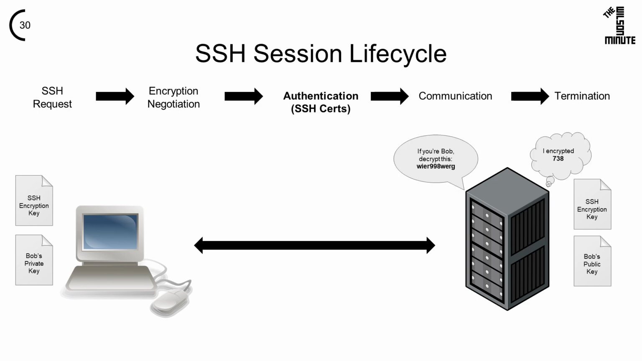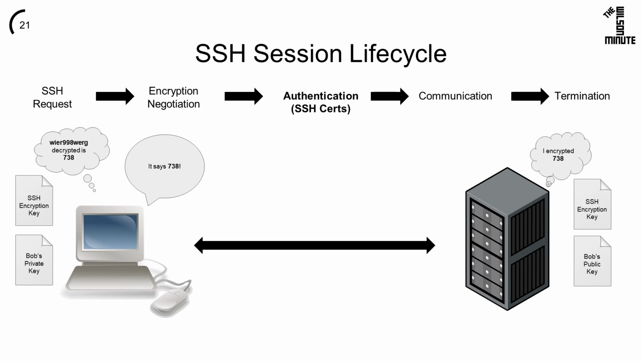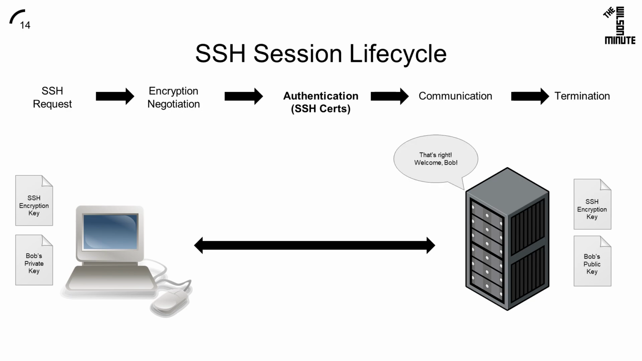The server checks for the user's public key and uses it to encrypt a message that only the user's private key can decrypt. The server sends this encrypted message to the client and asks what it says. The client decrypts it with its private key and returns a message to the server to verify it was successfully decrypted. The server confirms and allows the user to SSH.